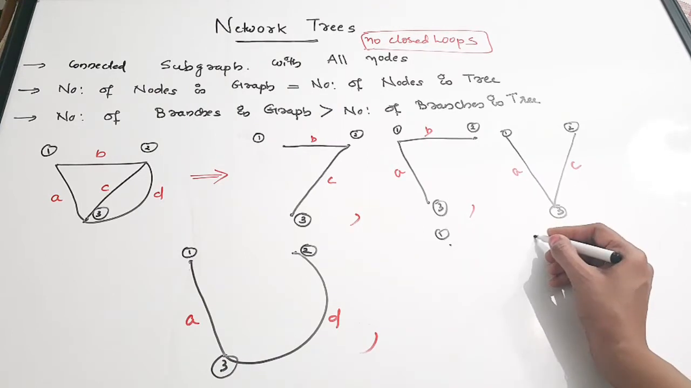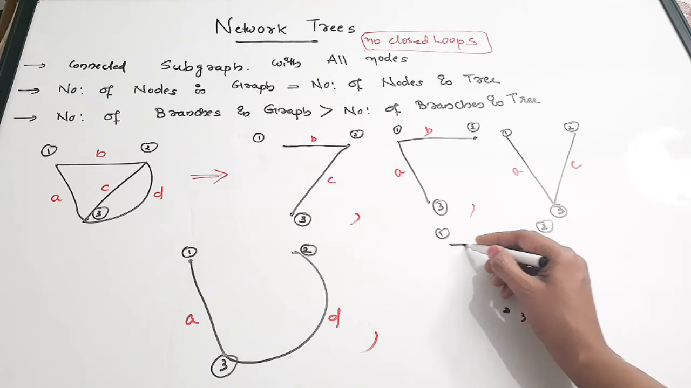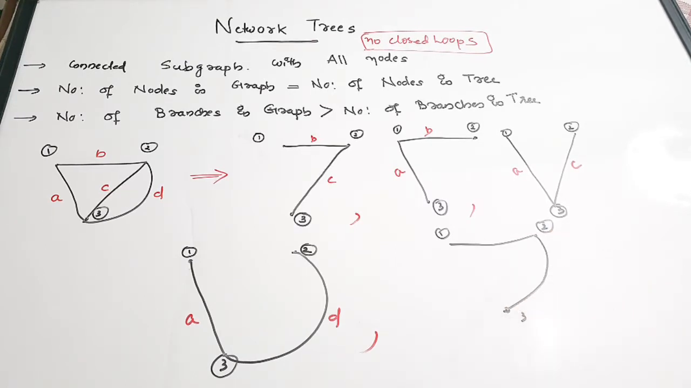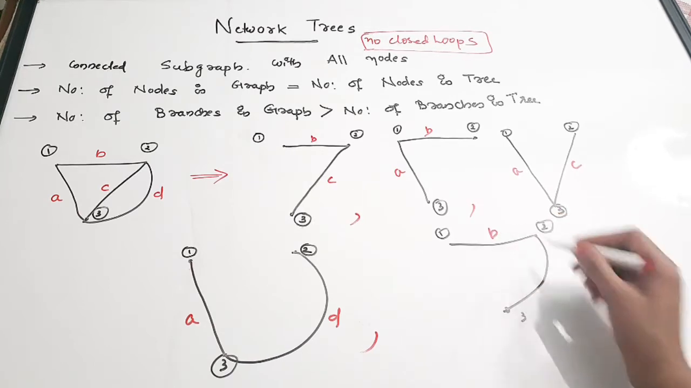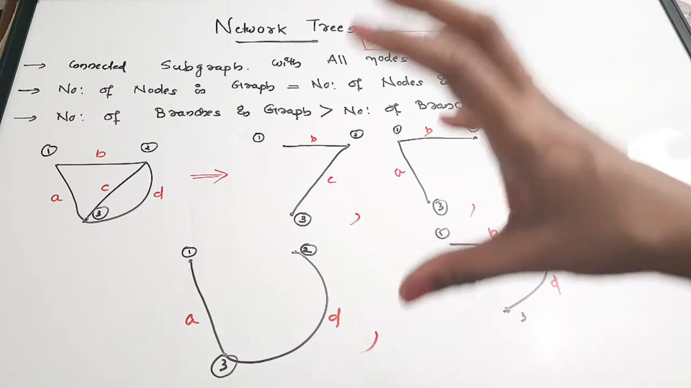1, 2, 3. And here I am going to include the branches B and D. Okay. So, the branches will be B and D. So, these are the total number of trees which we can form out of this given graph.